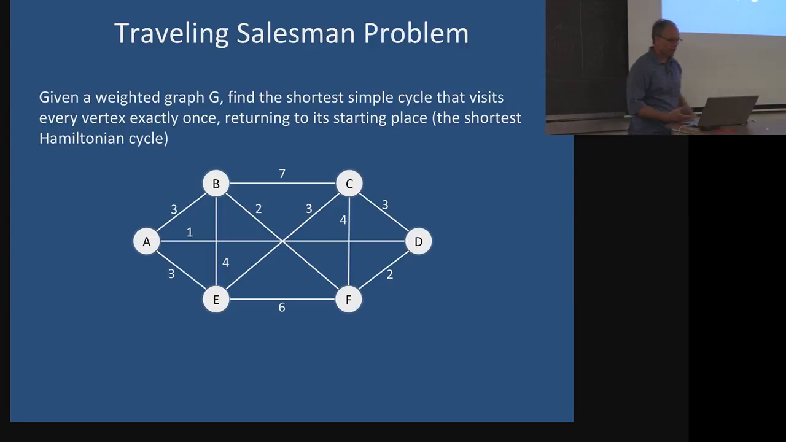So the Hamiltonian cycle problem is just finding a cycle. The traveling salesman problem is the Hamiltonian cycle problem, except you're trying to find the shortest Hamiltonian cycle. And there is a solution. You'd have to stare at the graph a while and figure it out, but that is the shortest Hamiltonian cycle for that graph.